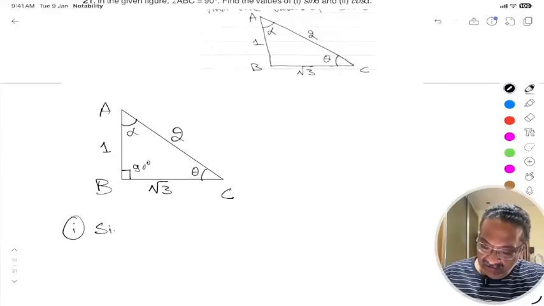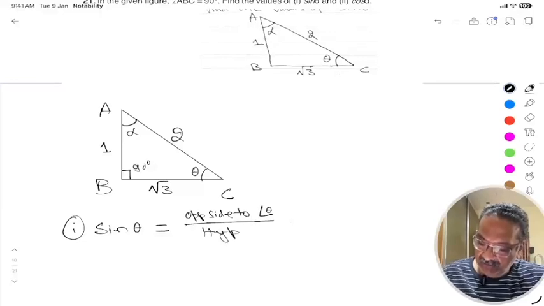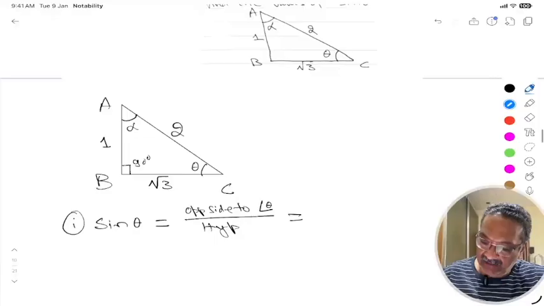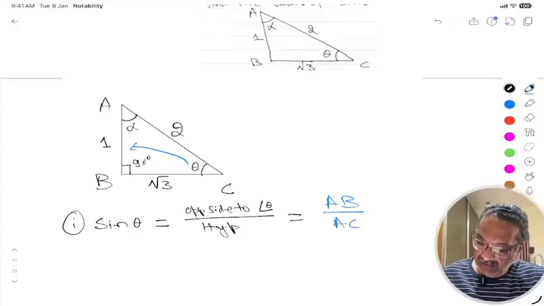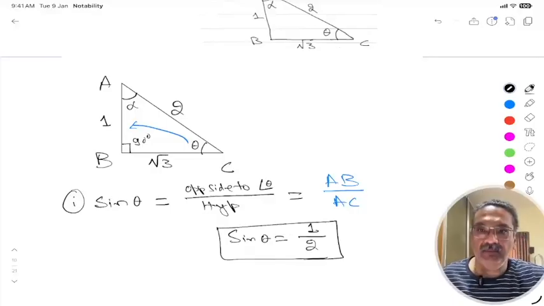Sin theta, what is the formula? Sin theta is opposite side to angle theta divided by hypotenuse. What is the opposite side to angle theta? The opposite side will be AB, which is AB by hypotenuse AC. So sin theta is equal to AB, which is 1, and AC, which is 2, 1 by 2. So sin theta is 1 by 2.